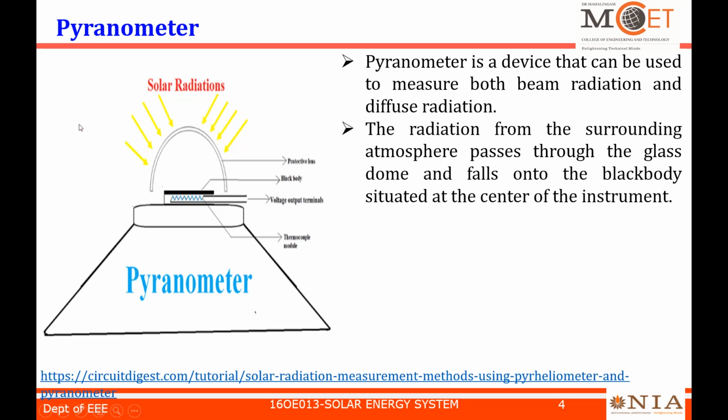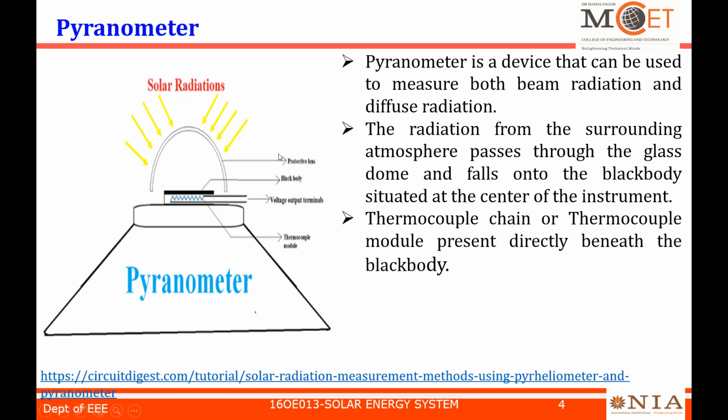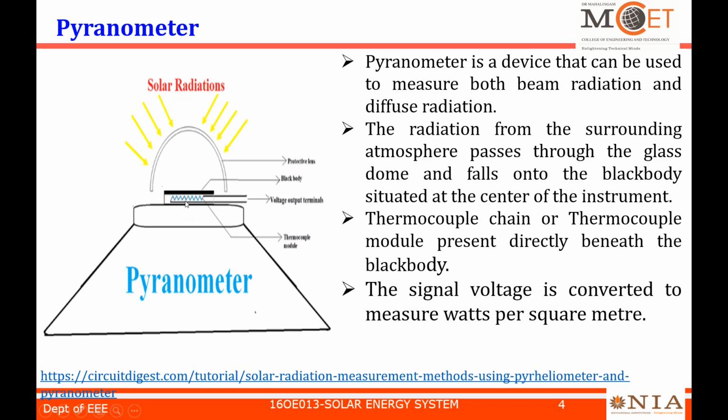The radiation from the atmosphere passes through the glass dome and falls on the black body situated at the center of the instrument. The purpose of this black body is to absorb the heat. A thermocouple chain or thermocouple module is present directly beneath the black body. The signal voltage is converted and measured in watts per square meter. These are the two instruments used for measuring solar radiation.